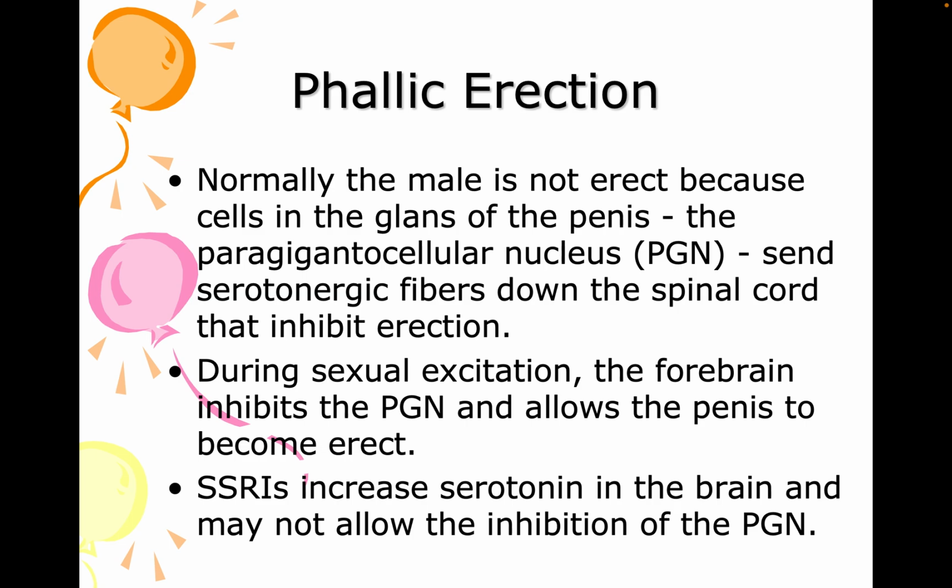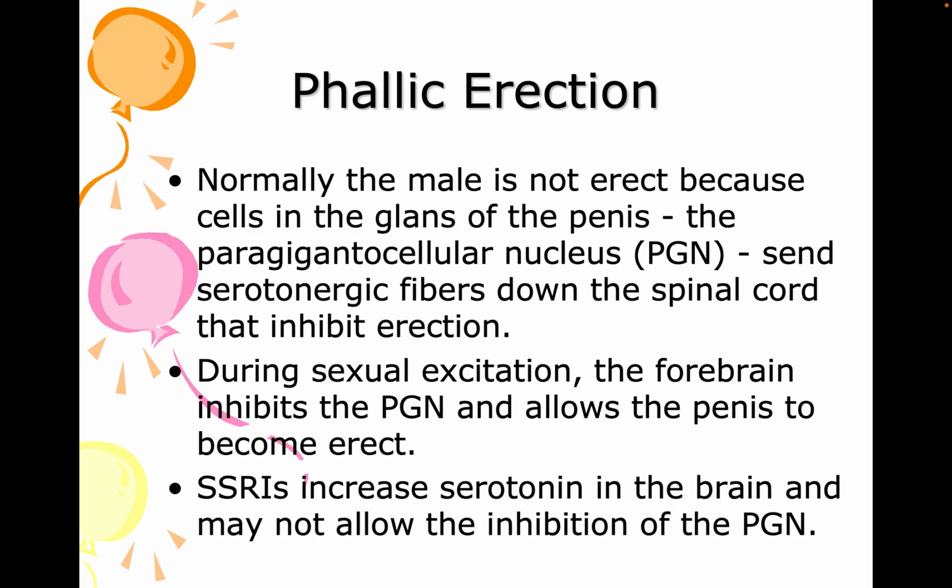Normally, the male is not erect because cells in the paragigantocellular nucleus send serotonergic fibers down the spinal cord that inhibit erection. Otherwise, he'd walk around with an erection all the time, and that doesn't happen. There is a problem that select males do have, priapism, but that is very, very rare. Most males do not walk around with an erection.